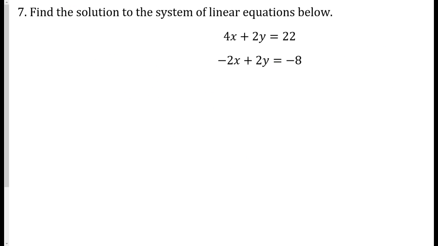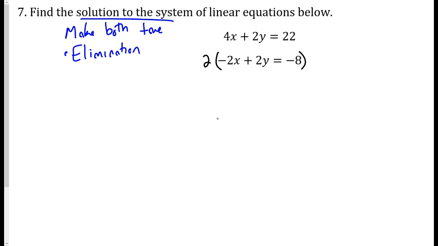All right, review questions. Find the solution to the system of the linear equations below. So this is a system of equations. The solution to this system is I want to make both true. I want to make all of the equations true. And hopefully you remember the method of elimination. So I need to somehow add these two equations together and get a variable to eliminate. So there's two ways to do this. You can get rid of the x, you can get rid of the y. I'm going to get rid of the x because I have the 4x and a minus 2x here. So I'm going to multiply that whole equation by 2.